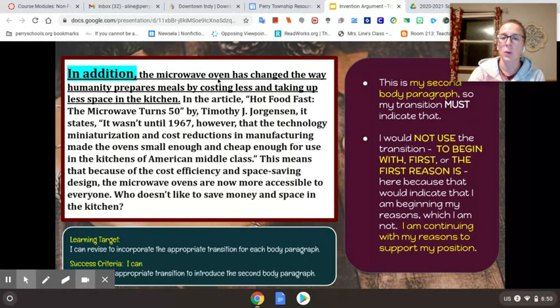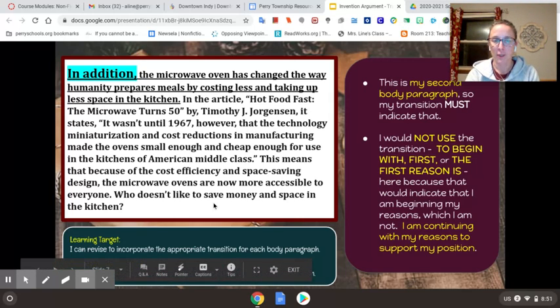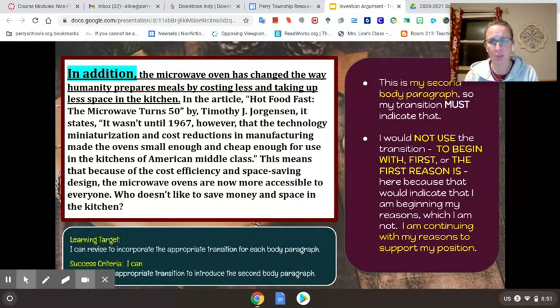And then the microwave oven has changed the way humanity prepares meals by costing less and taking up less space in the kitchen. So again, that's my topic sentence. And then you can see the rest of that second paragraph for my argument. So again, I would not use the transitions to begin with or first, or the first reason is, because those are ones that you're going to save for that first body paragraph, not the introduction.